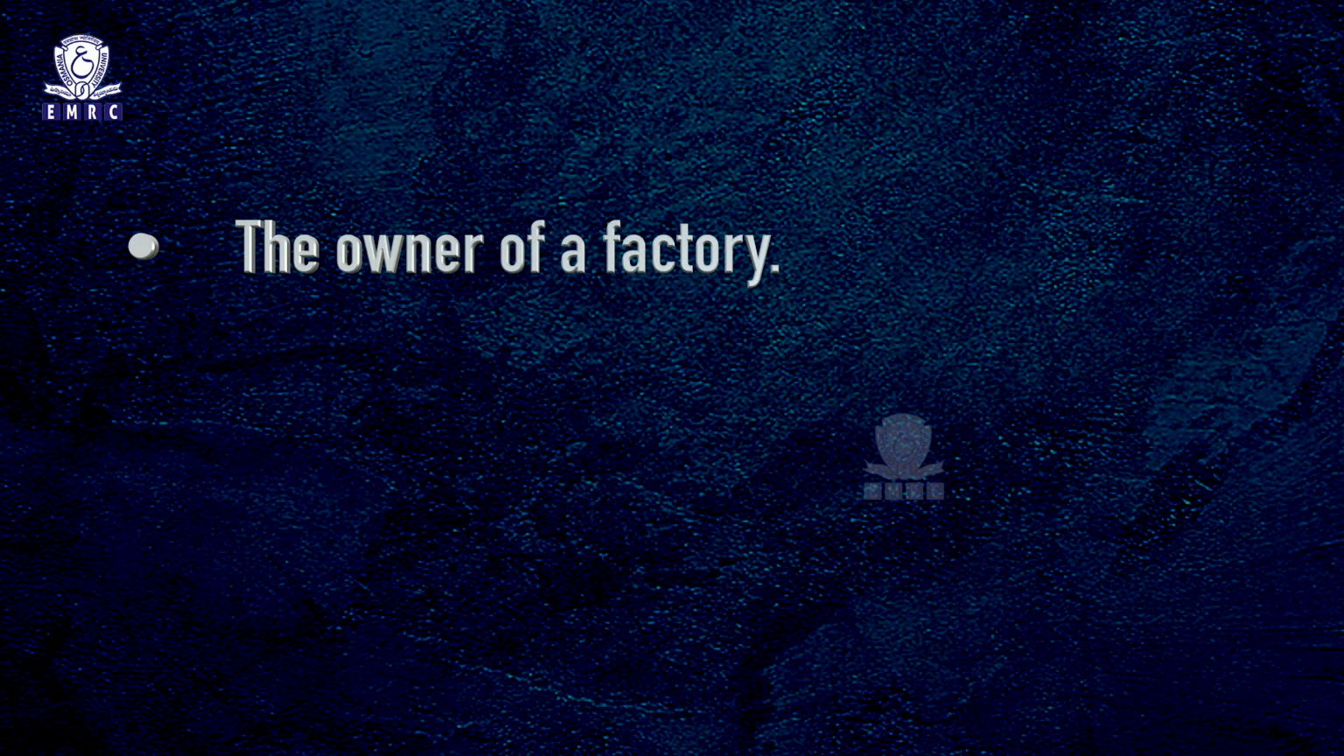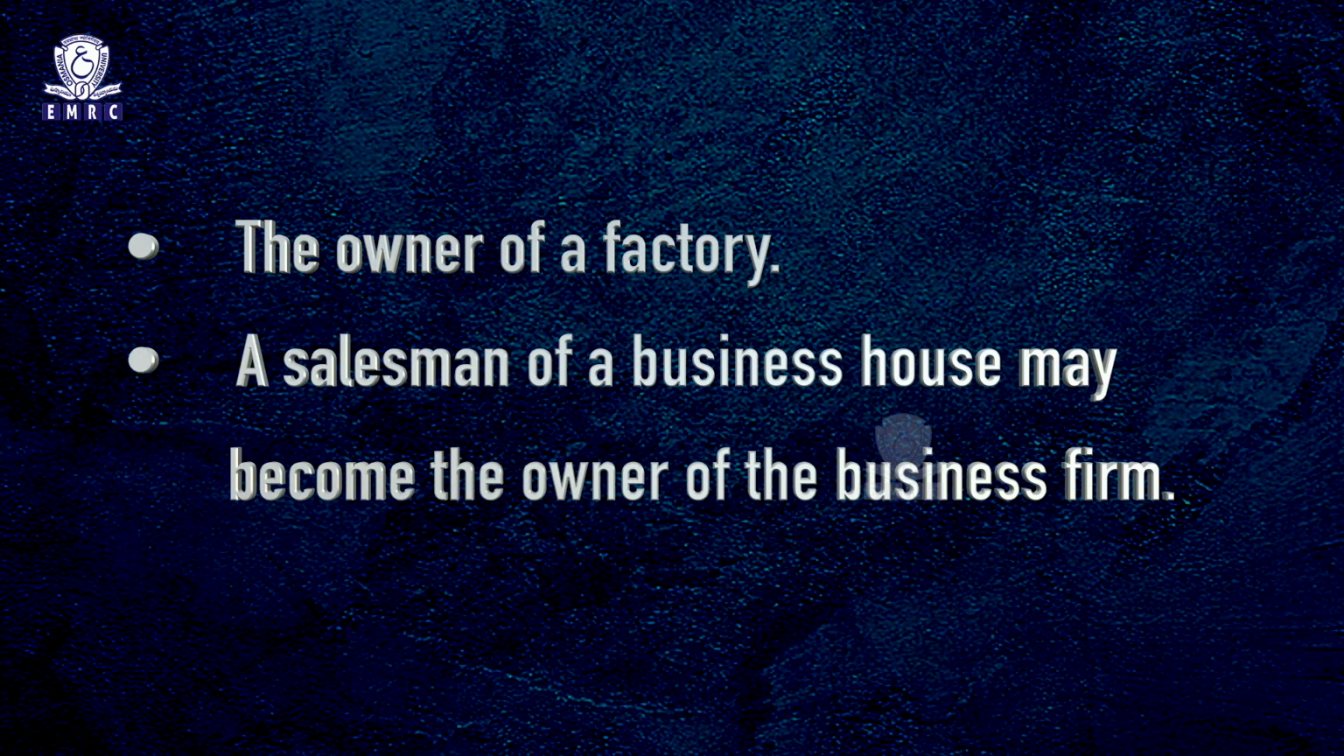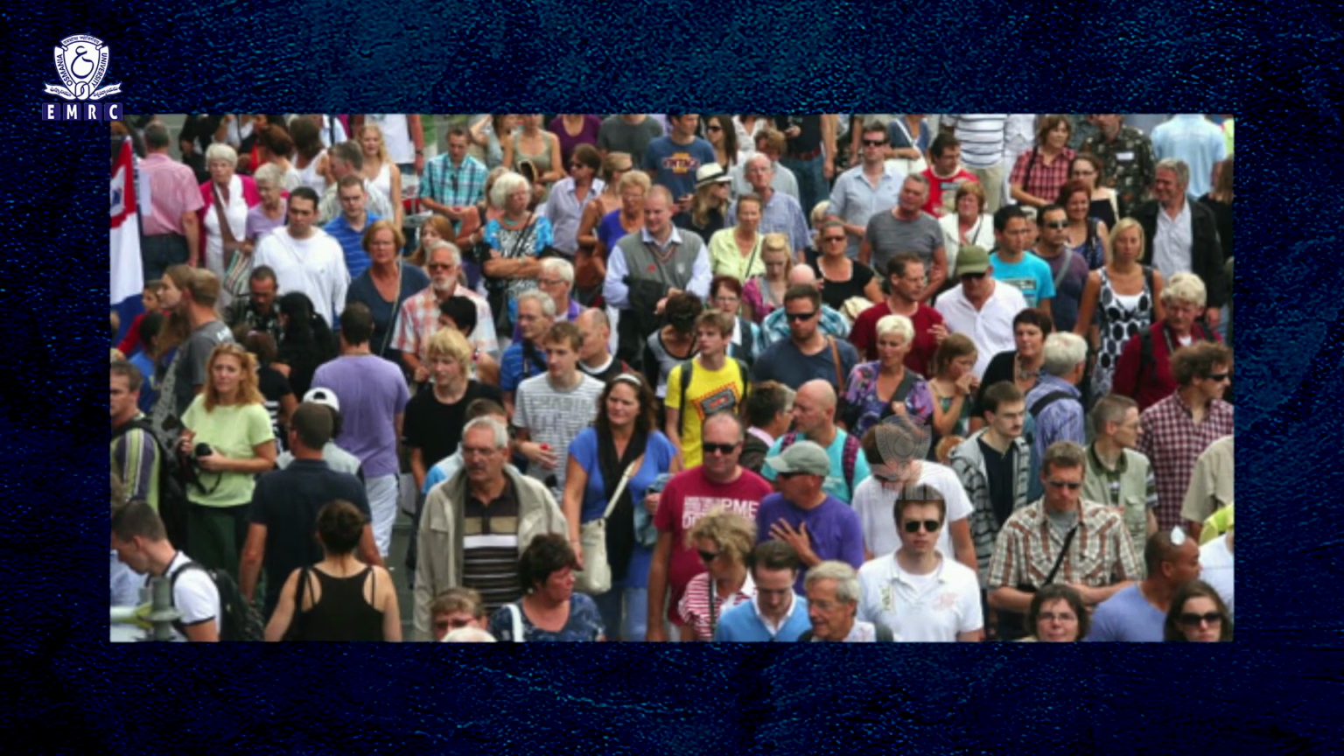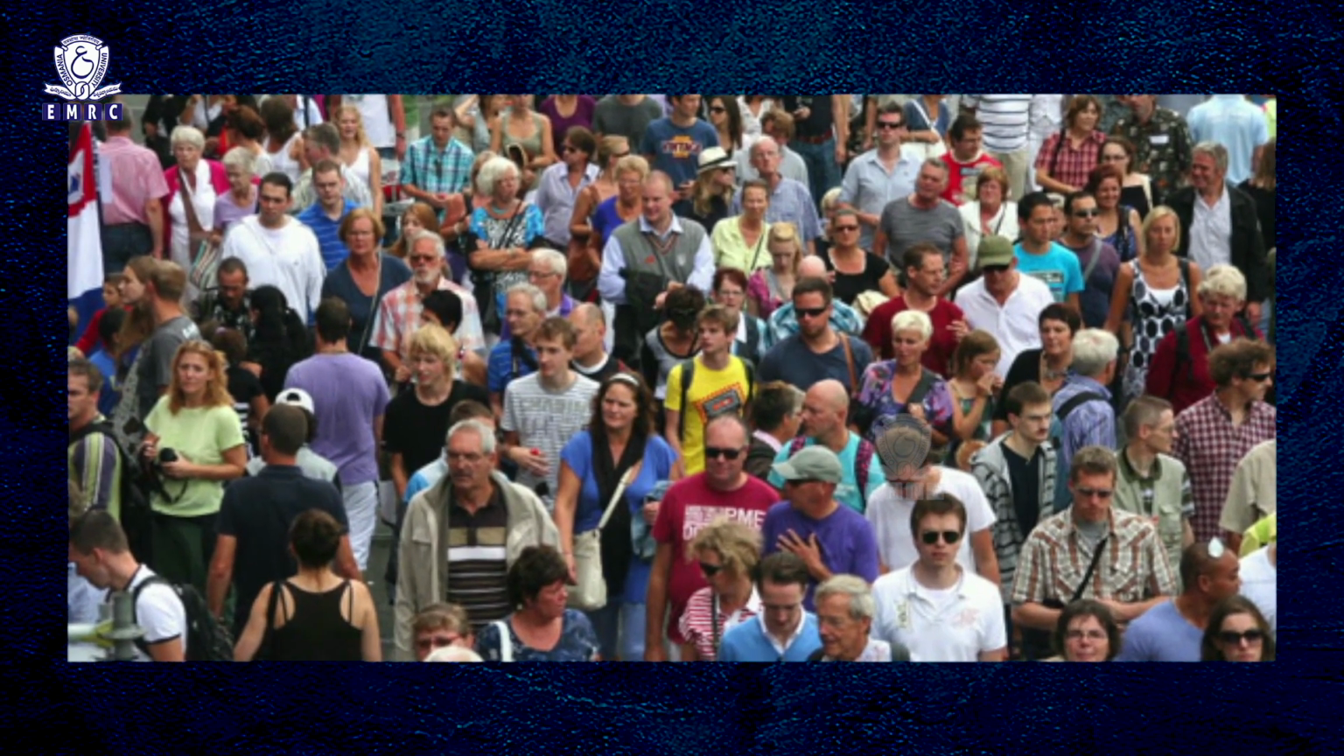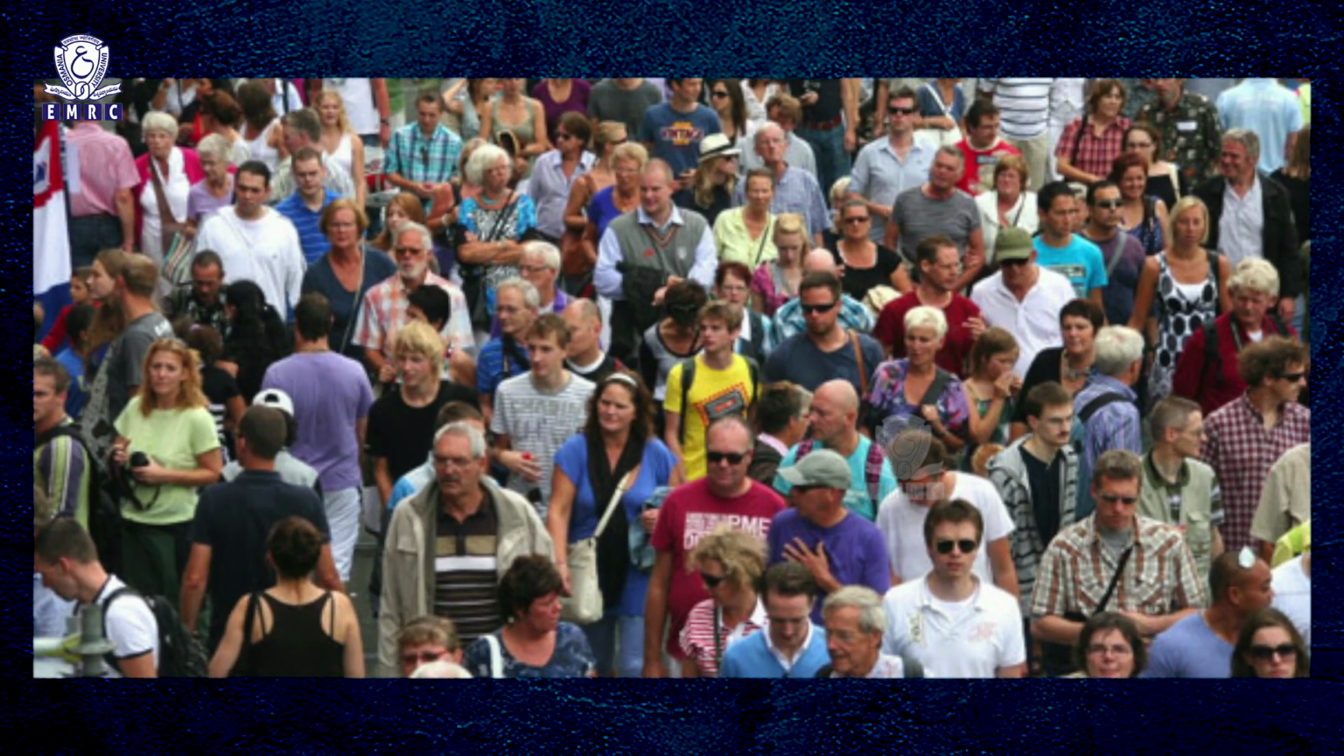For example, by his endless efforts and struggles, a laborer may become the owner of a factory. A salesman of a business house may become the owner of the business firm, and so on. So, there is a scope for the improvement of the social status in the class system. Hence, the class system is called the open system and the open class society, the mobile society.